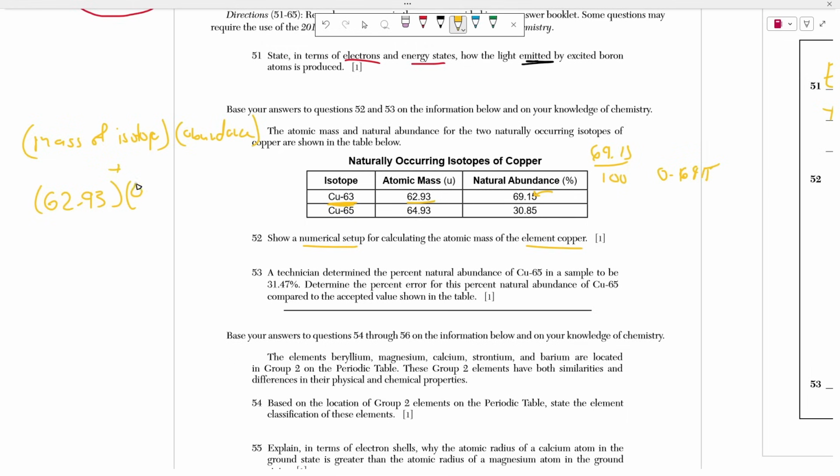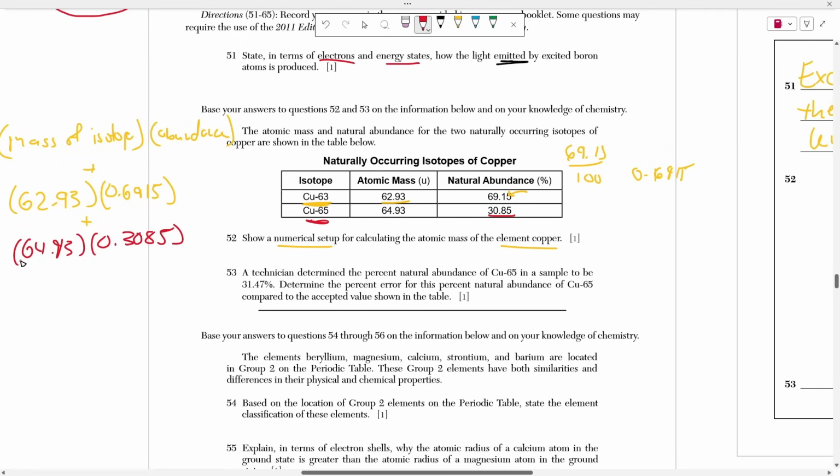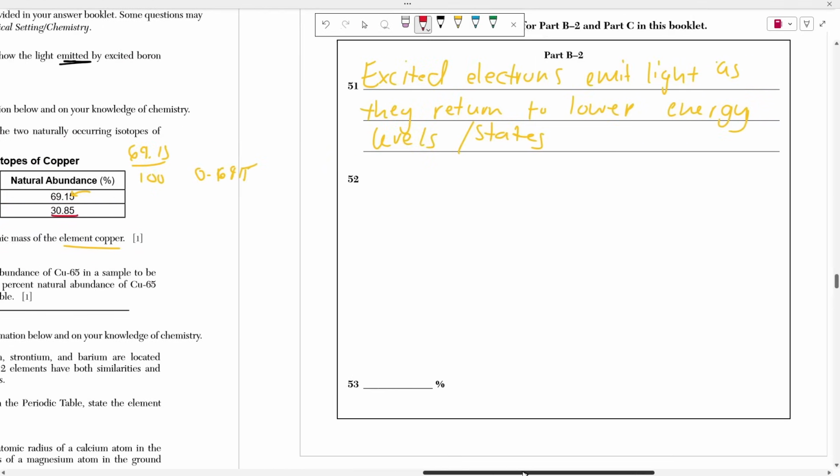So I'll multiply this by 0.6915, and then I'll add that to my second isotope, which is Cu-65, which again has a mass of 64.93 and an abundance of 30.85%. So I'll multiply that by 0.3085 because I'm dividing it by 100 to get the percent from there. All I have to do here again is just copy and paste whatever I wrote here into my answer booklet. So here's my numerical setup.